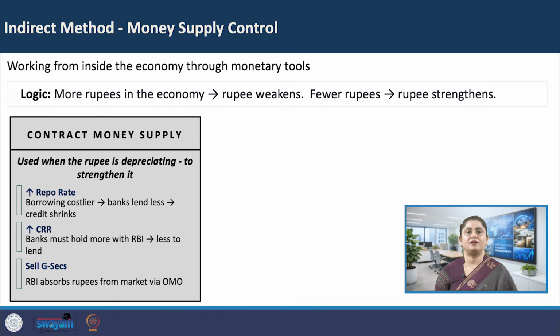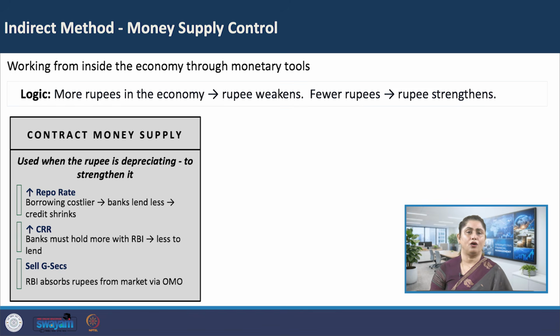Another way is by raising the cash reserve ratio, that is CRR. The CRR is the portion of deposits that banks must compulsorily keep with the RBI. They cannot lend this portion out. When the RBI raises the CRR, banks have less money to lend further. Credit in the economy shrinks, money supply falls. Rupee becomes scarce and then the rupee strengthens.